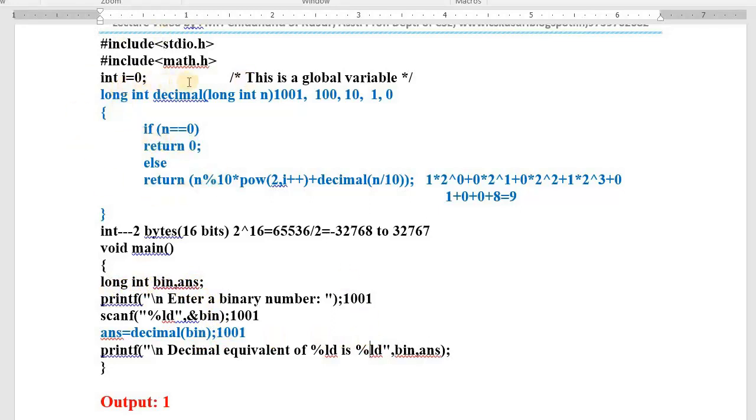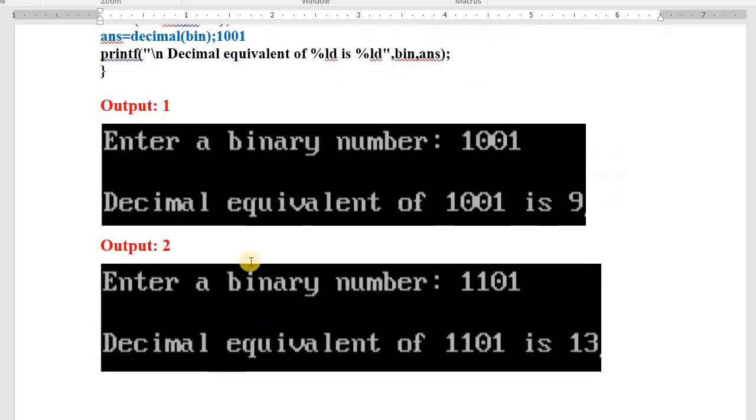This is the global variable. How many header files do we use? 2 header files. See the output. Whenever we run the program, we get the message, enter a binary number. 1001. The decimal equivalent of 1001 is 9. Take one more output. Enter a binary value. I enter 1101. The decimal equivalent of 1101 is 13.